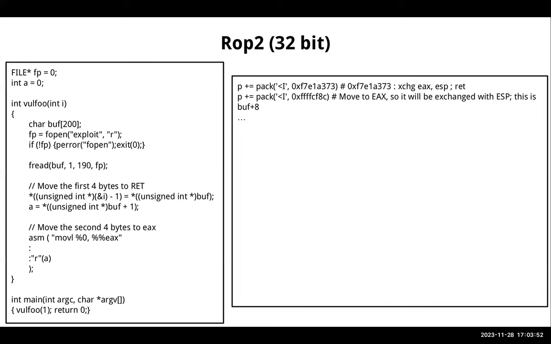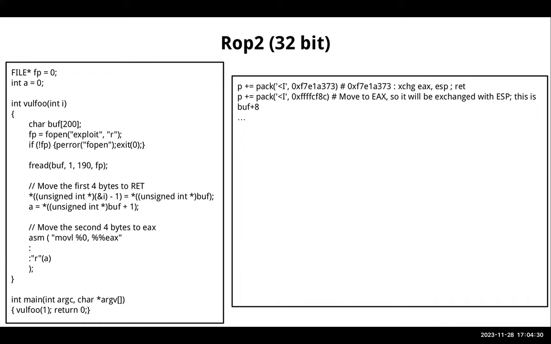The exploit would look something like this. You are looking for the gadget: exchange EAX, ESP, then return. That's the first gadget you are going to look for. And that gadget's address will be overwritten to the return address. Then the second 4 bytes will be wherever your real control data is, your real exploit is.